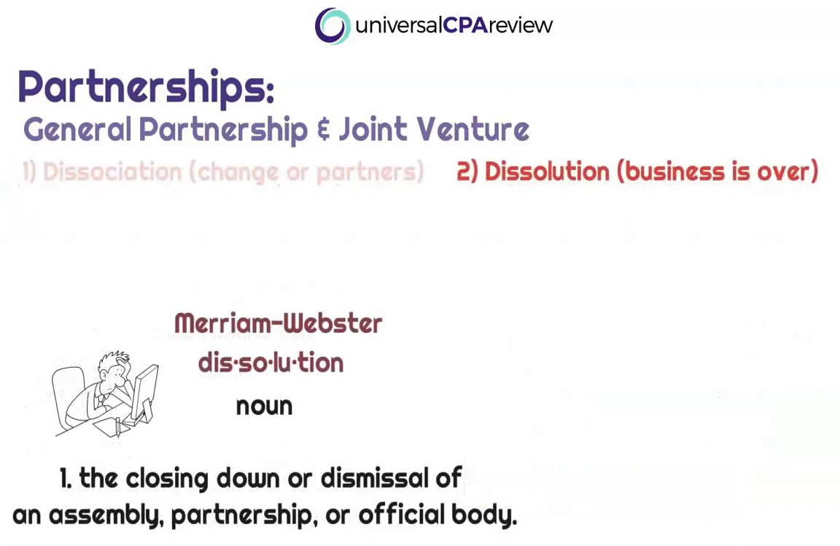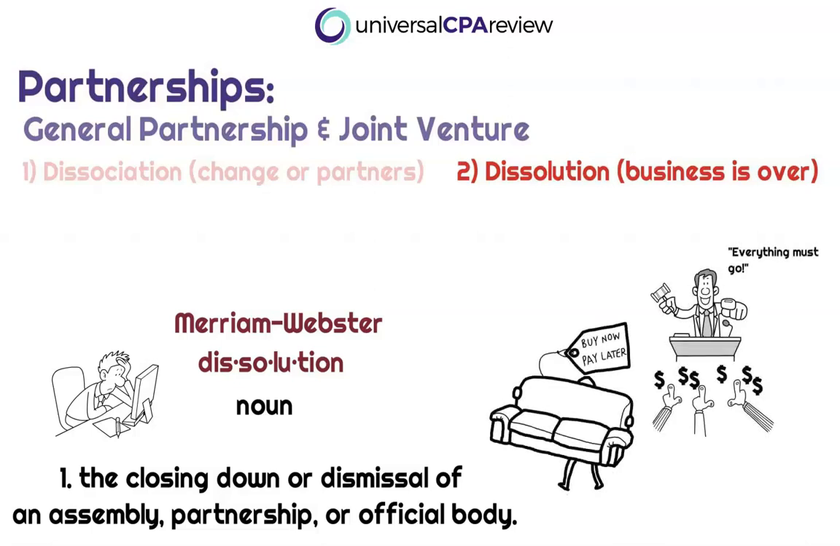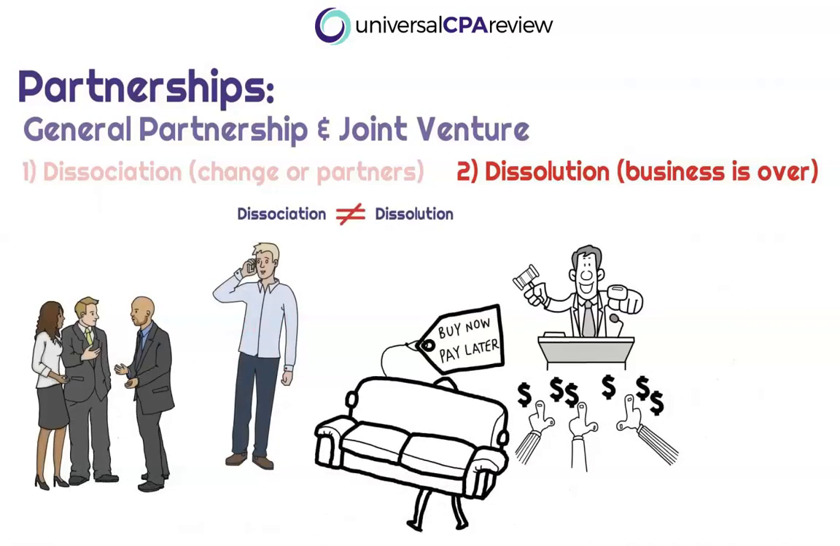Whereas dissolution, as the definition suggests, is the closing down or dismissal of an assembly, partnership, or official body. If we were dissolving a partnership, this would be winding up the business. In other words, this is going to terminate. But keep in mind, dissociation does not necessarily cause dissolution. If one partner wants out, the business can continue.